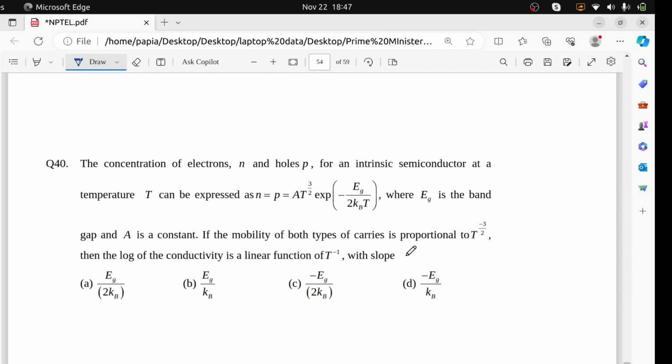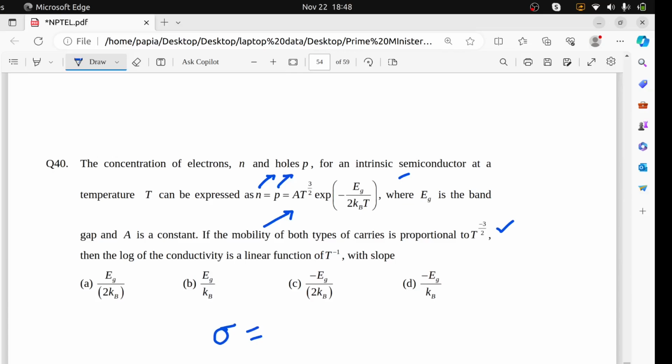It's a little bit big in question, right? So we will break that in some steps. First of all, they are asking that our N and P has this relation, where Eg is the band gap and A is a constant, that is fine. Now they have already mentioned one more thing, that mobility of both types is proportional to T to the power minus 3 by 2, right? Then the log of the conductivity is a linear function of T inverse with the slope how much? Now first of all, the main thing we need to calculate is what will be the conductivity here.